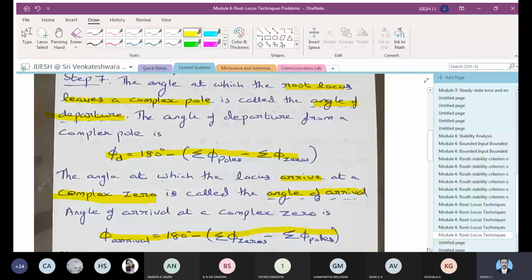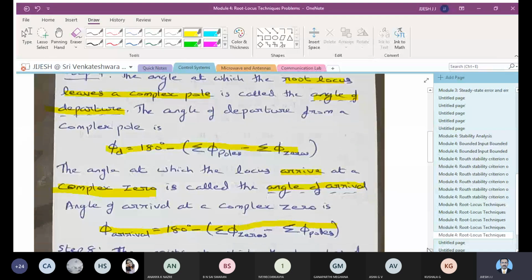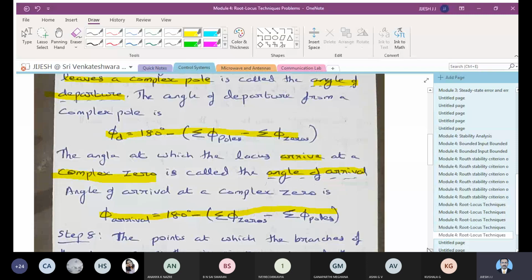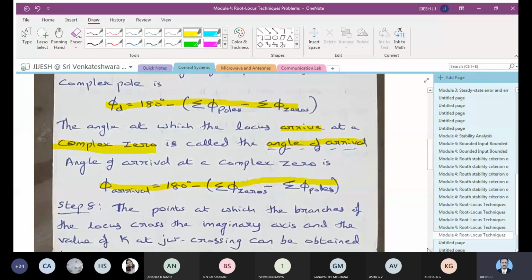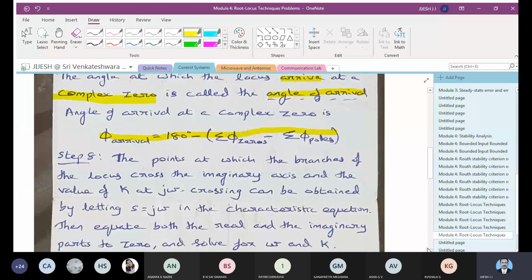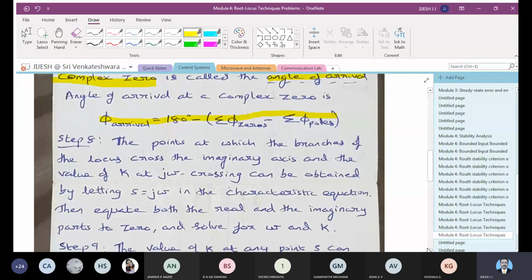So further on, we have seen all the 7 steps now. Still few more steps are there. So the next step is step 8. We will see that. You can note down those things. So step 8.